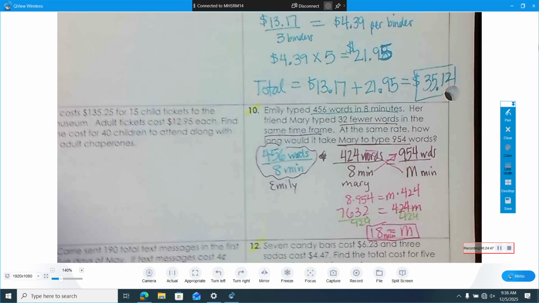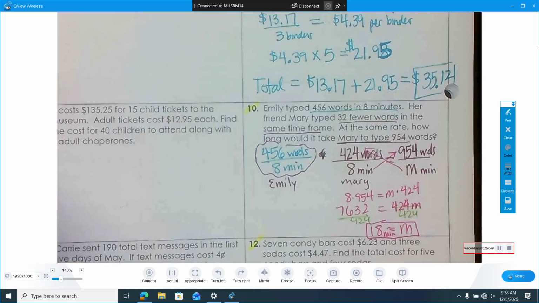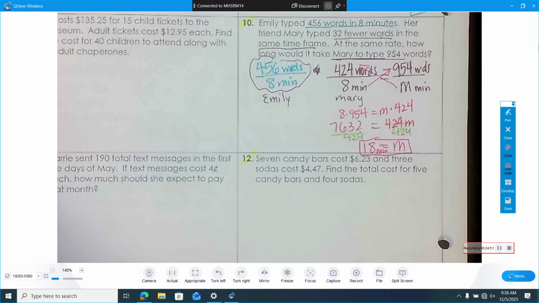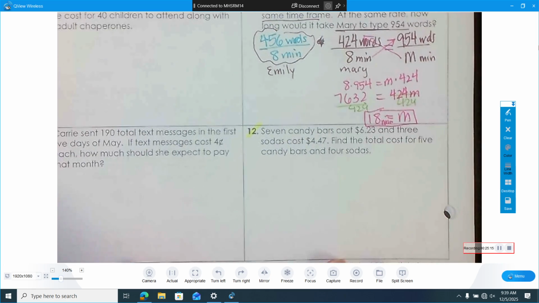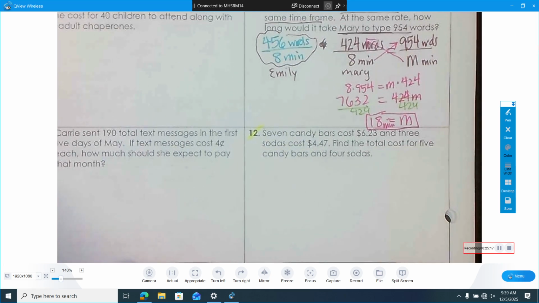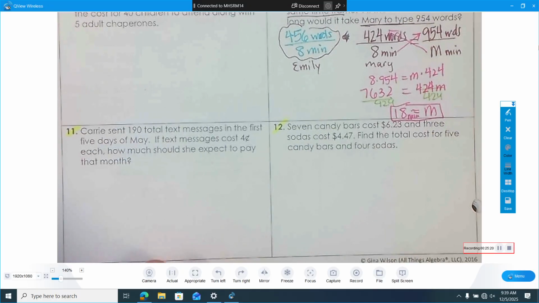All right, let's look at number 12. Can you be done? Again, many ways. I think number 12 you could find a different way too. Let's look at number 11, rather, instead of number 12, sorry.